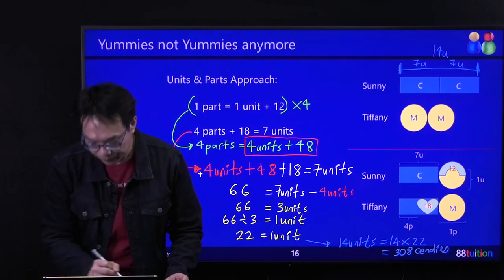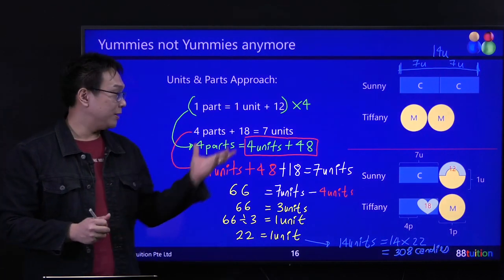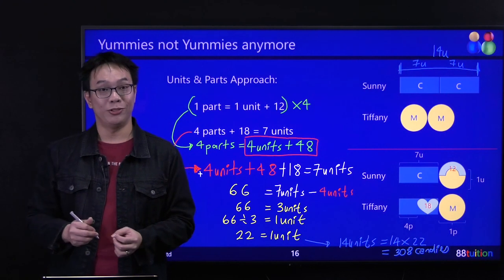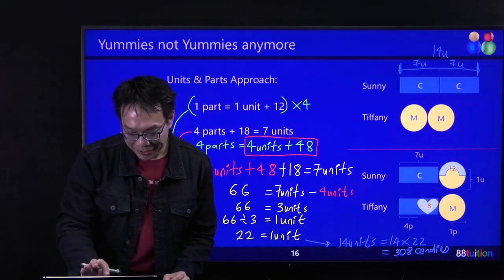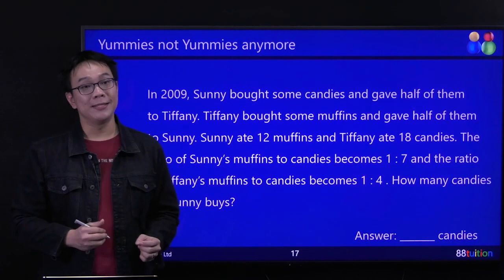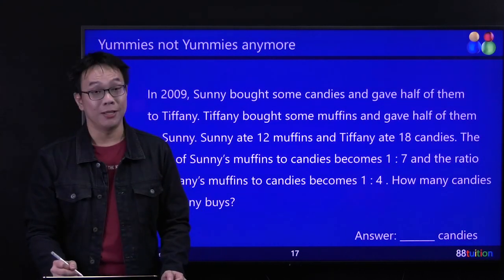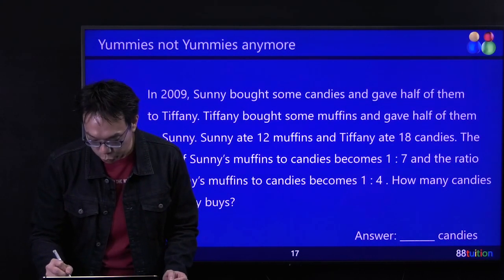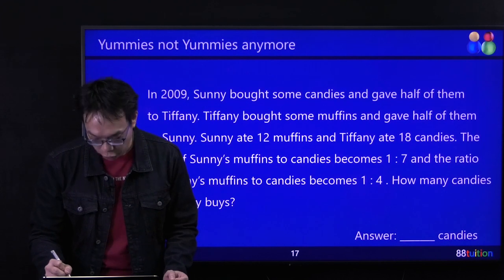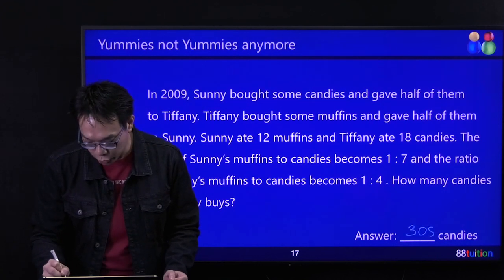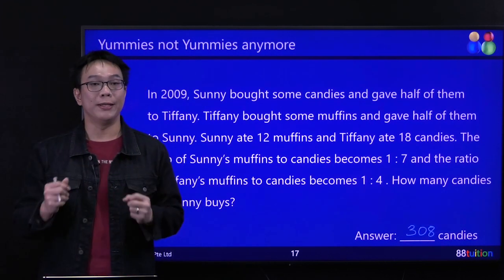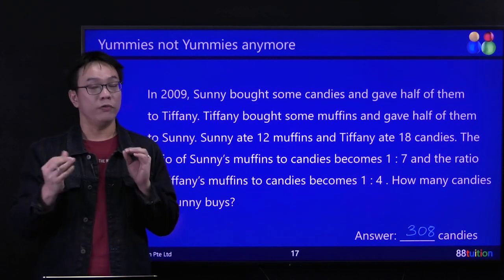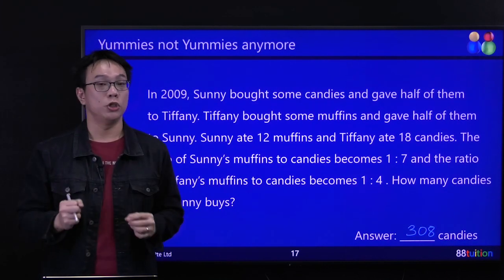Is it the same answer as just now? Yes, it is. So this is called the units and parts approach. At the moment, you can lock in your answer as 308. Is that okay? So I showed you 2 different methods. One is called the drawing of model approach, and the other is called the units and parts approach. You have to decide which one is easier for you. Actually, for both, if you keep practicing, many of the questions you can do.